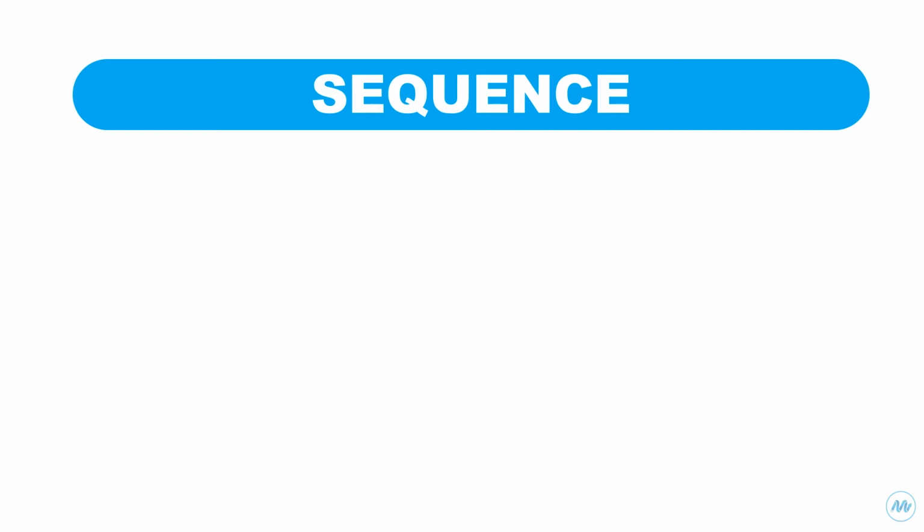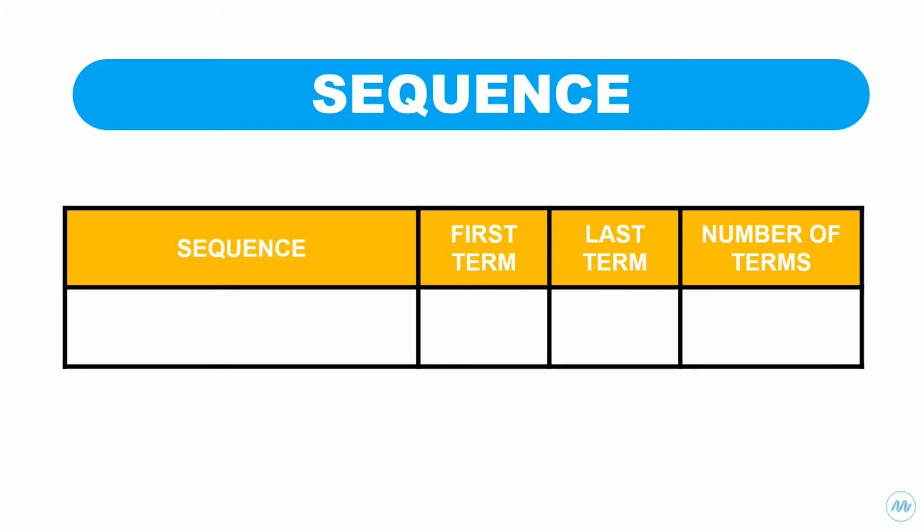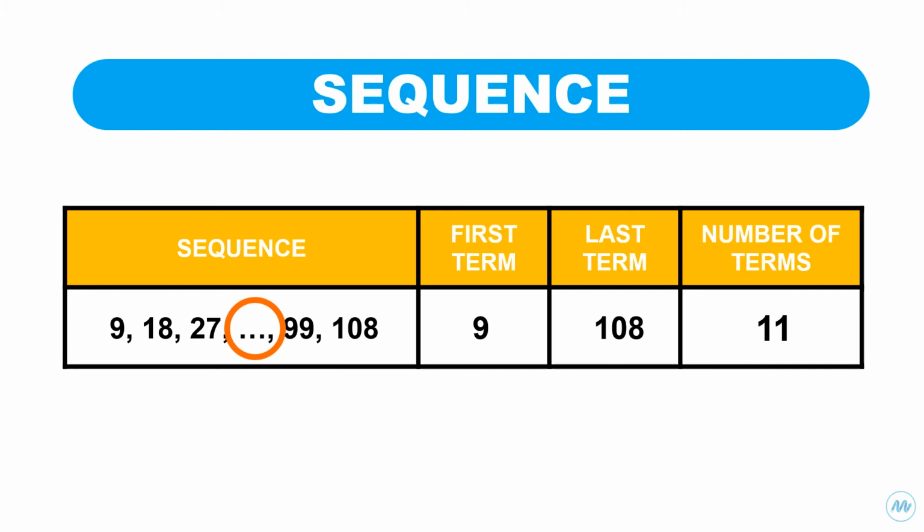The presence of an ellipsis in a sequence does not mean infinity all the time. Look at this next sequence. It has a first term 9 and a last term 108. The ellipsis is used to abbreviate the listing. If all the terms are listed, there would be 11 terms in all. Thus, this sequence is a finite sequence.